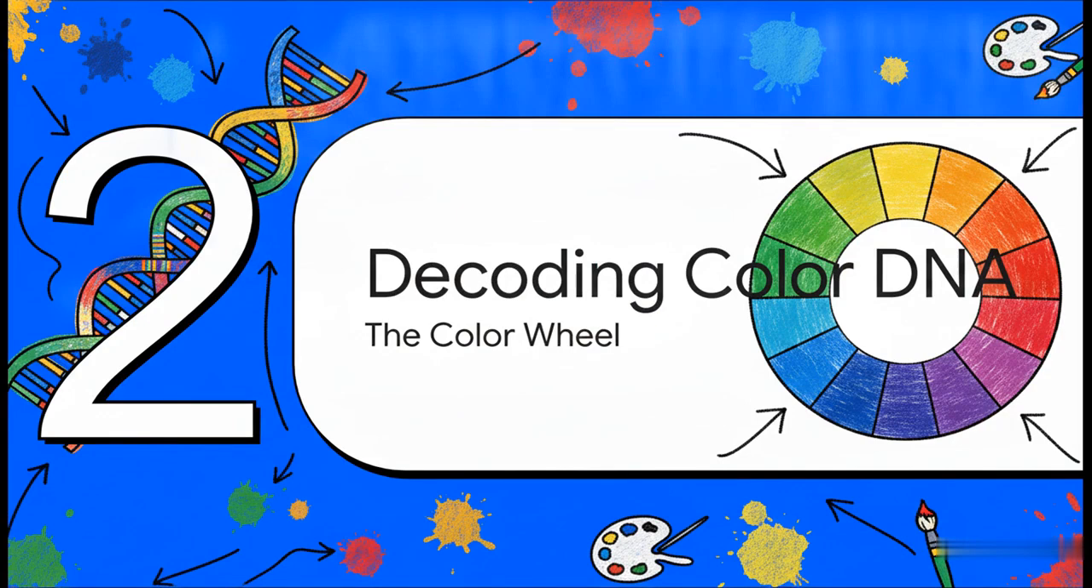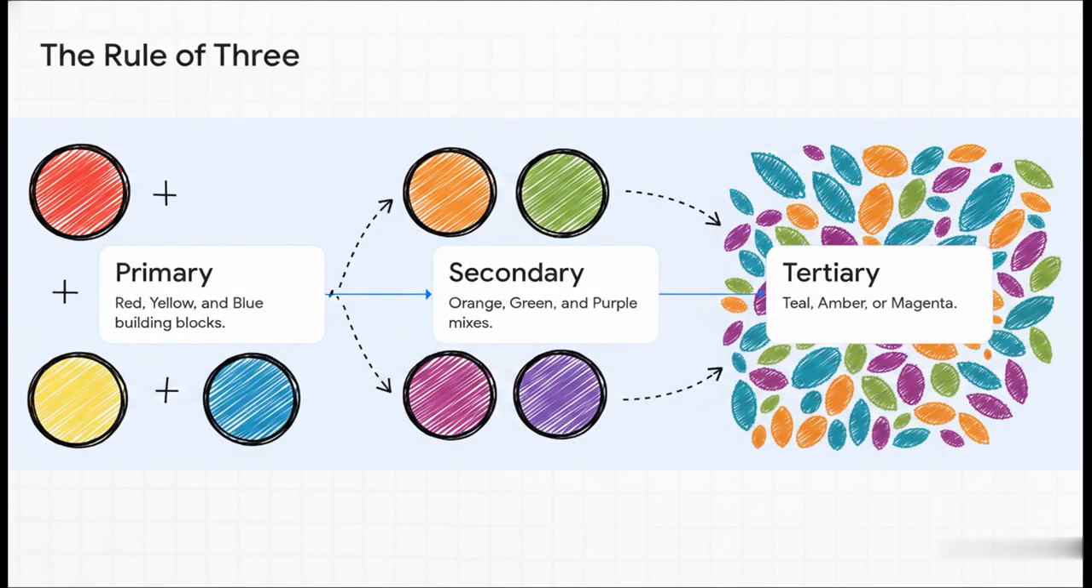Section 2. Decoding Color DNA. The color wheel. To really rebuild our understanding of color relationships, we need to notice how this all builds using the rule of 3. We start out with our primary colors, right? Red, yellow, and blue. These are the pure building blocks. You literally cannot create them by mixing anything else. Step 2, we mix those together to get our secondary colors: orange, green, and purple. But step 3, well, this is where adult color theory really begins. By mixing a primary with a secondary color, we get tertiary colors, things like teal, amber, or magenta.